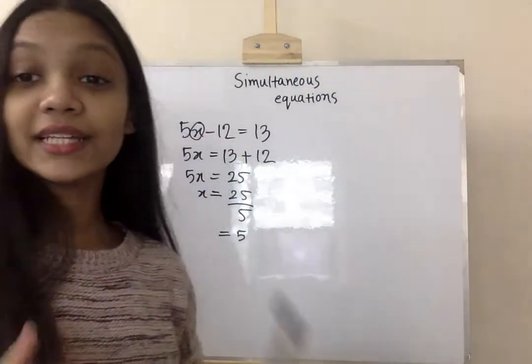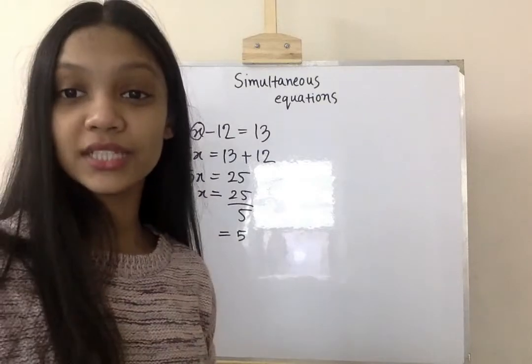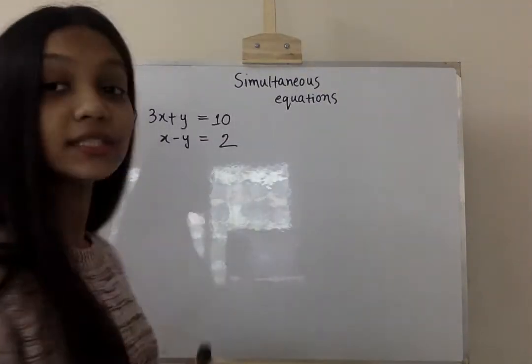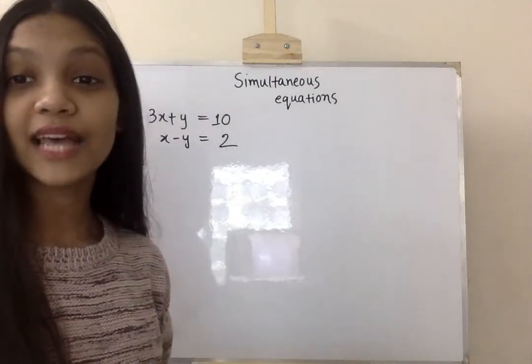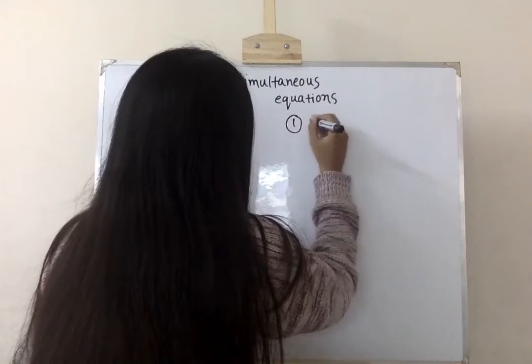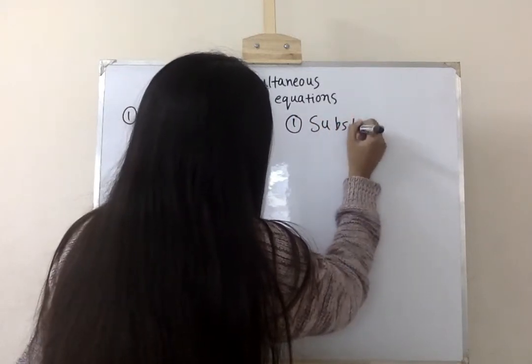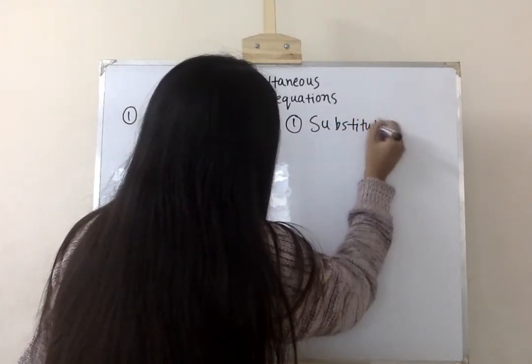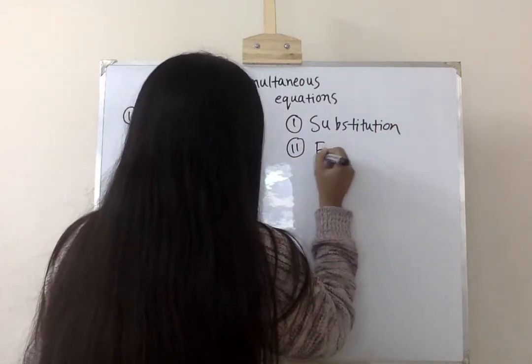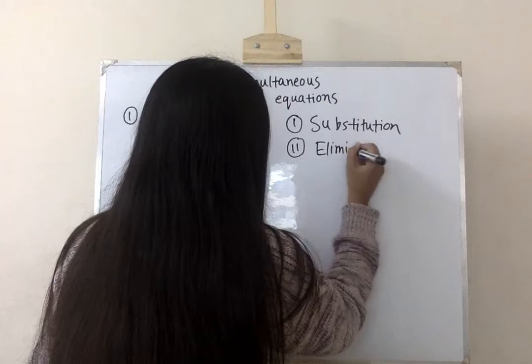Now let's see an example of a simultaneous equation. This is an example of a simultaneous equation. We can solve simultaneous equations in two ways: first is the substitution method, and second is the elimination method.